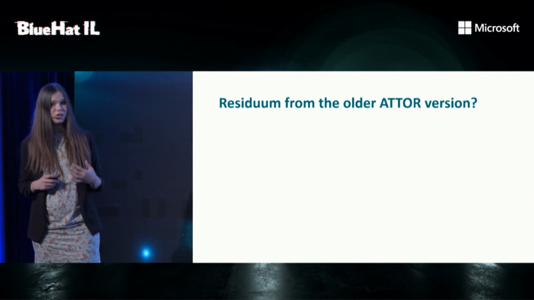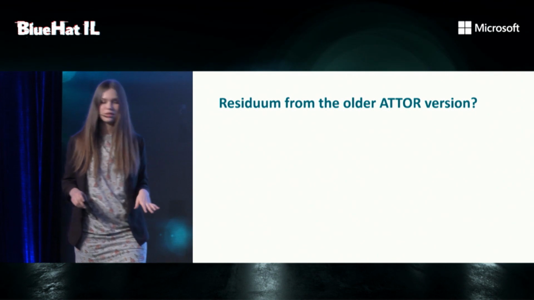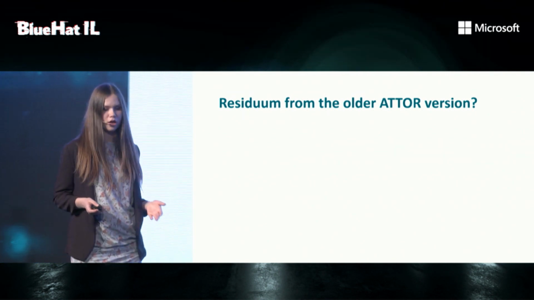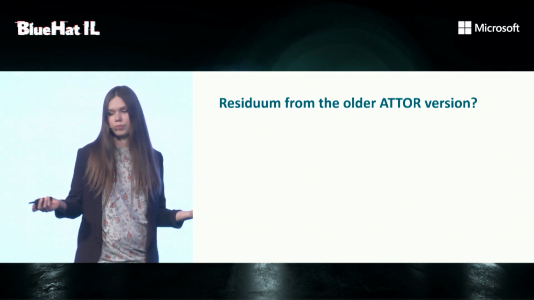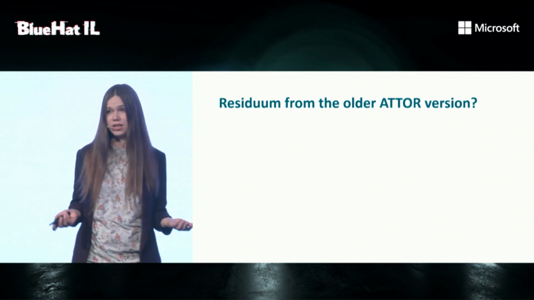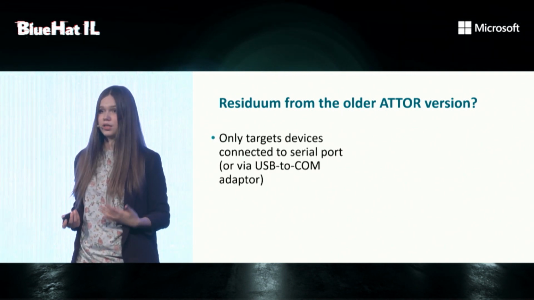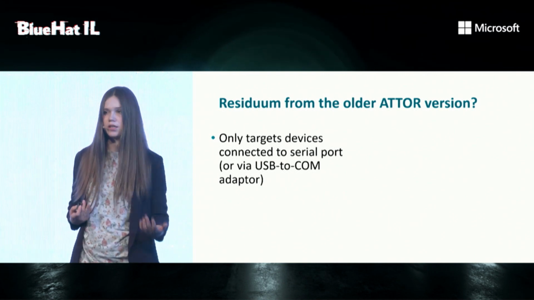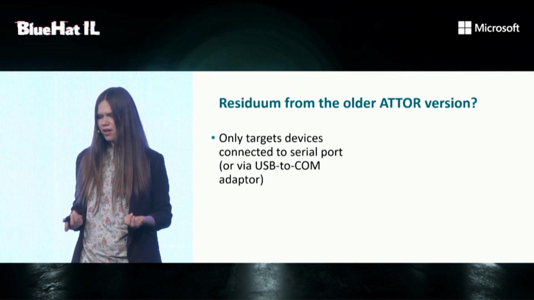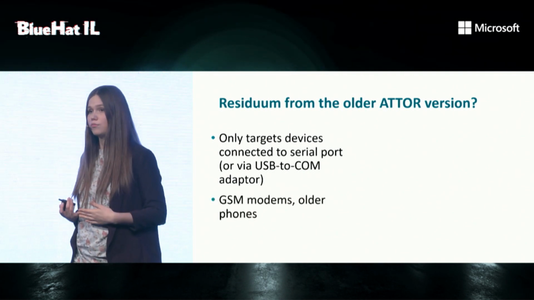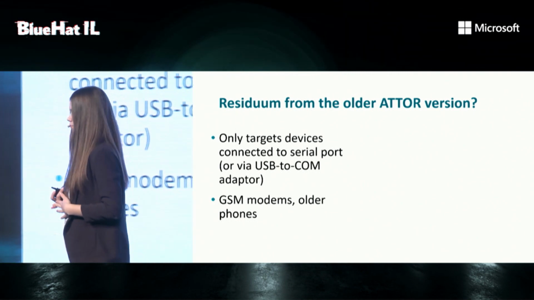So then we considered a totally different hypothesis. Maybe this is indeed just that ATTOR is trying to look for some old modems or old phones. The platform has been around since 2013, so it could be some residuum. If we remember that it only targets devices that are either connected to the serial port or by a USB to COM adapter, and also if we remember that GSM modems and some older phones do support AT commands.